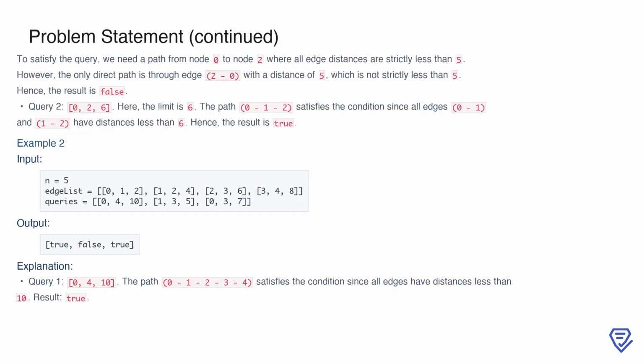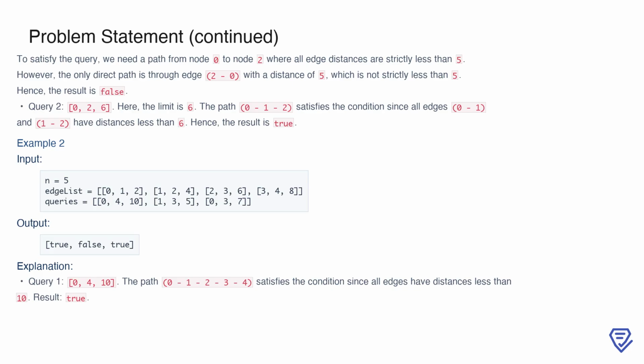For the first query, 0, 2, 5, we need a path from node 0 to node 2 where all edge distances are strictly less than 5. Examining the graph, we see that the direct edge between nodes 2 and 0 has a distance of exactly 5, which does not satisfy the condition of being strictly less than 5. As a result, the first query evaluates to false.